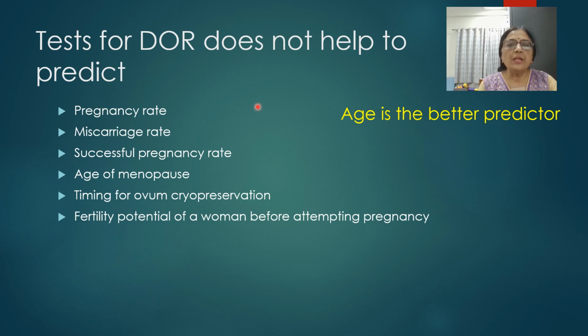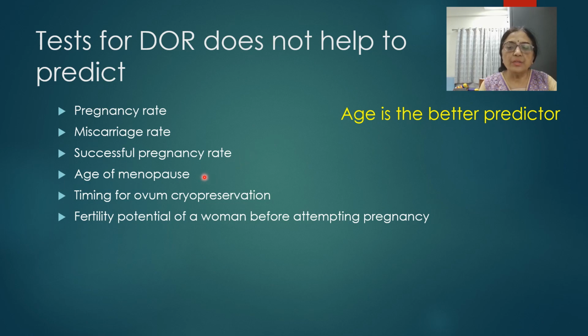Now, what these tests are not helping us with is to predict how much will be the possibility of pregnancy in the given patient. That is not told. What we know is how much is the success rate of the ovarian stimulation and how much is the success that an adequate number of oocytes will be retrieved. But how much is the possibility of having a successful pregnancy is not known. Miscarriage rate is also not known. For all these, age is a better predictor rather than this test. Successful pregnancy rate is not known.